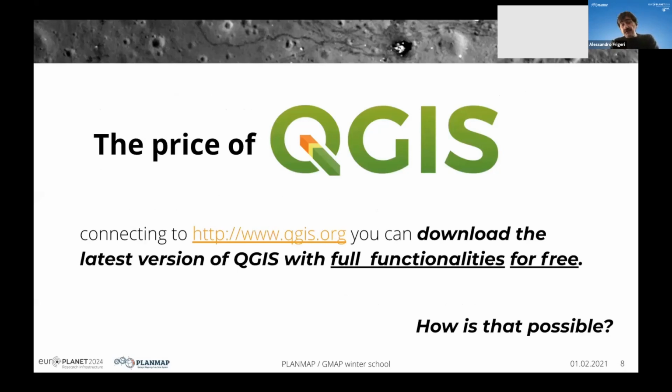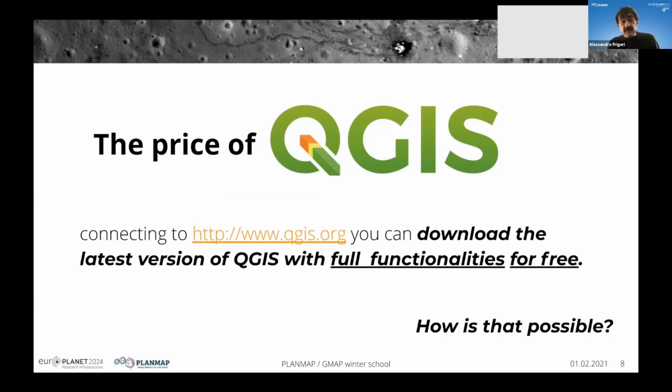So what is the price of QGIS? Before this school, you received an email saying that you can download the latest version of QGIS. But how does it work? You can download the software for free, and what is important is that you have downloaded the latest version with full functionalities. So how does this work? Does it make sense? Because if you don't pay for something, what is the value behind that?